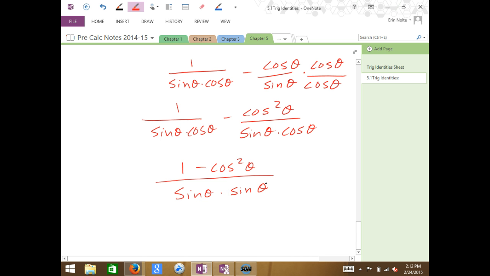Now here comes another identity. Let's see if you guys can find it. Oh, it's cosine. Good catch. That would make a big difference in our world, wouldn't it?